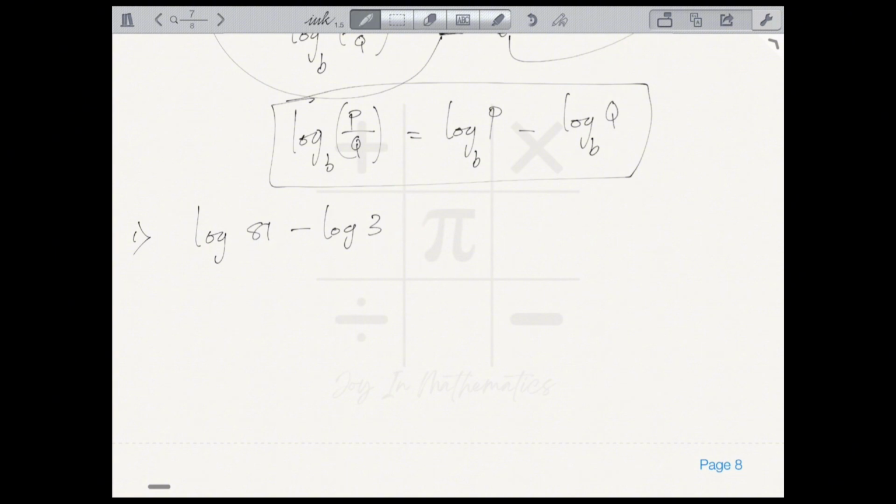So if you look at this now, they are of the same base. So now we're going backwards. They are of the same base: log p to base b minus log q to base b. Now if you go backwards, the result will be p divided by q. Therefore, this will result into log 81 divided by 3. 81 divided by 3 is 27. Remember that the base is assumed as 10. So log 27 to base 10.